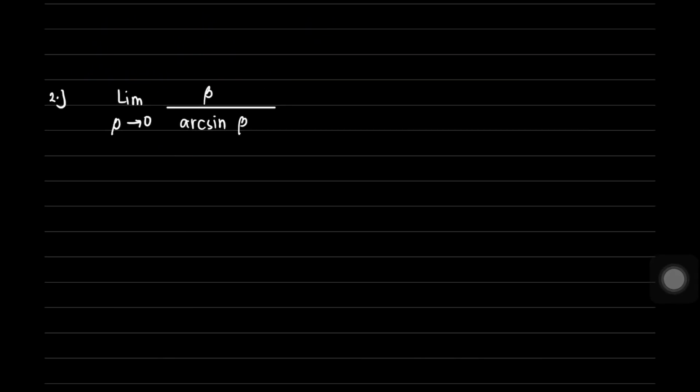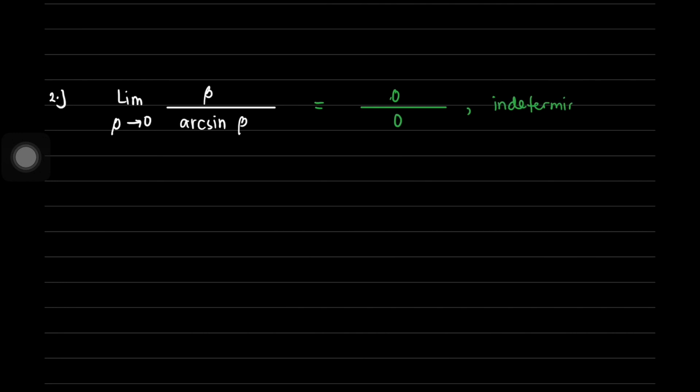For the second example, we have the limit of beta all over arc sine of beta as beta approaches 0. So if we're going to evaluate this one, we have 0 over arc sine of 0, which is also equal to 0, so this is an indeterminate form.